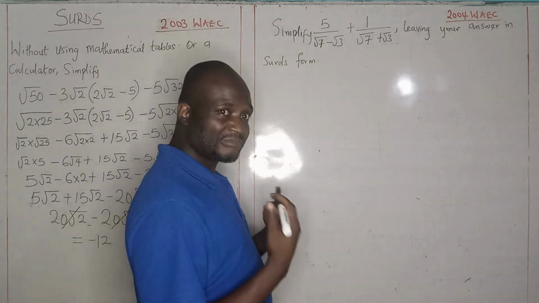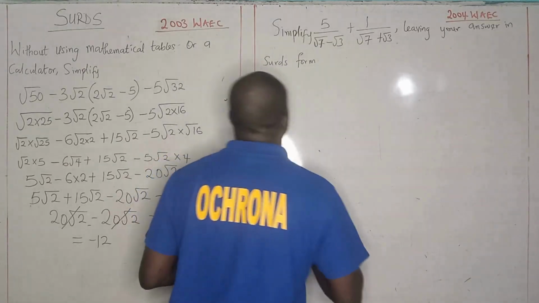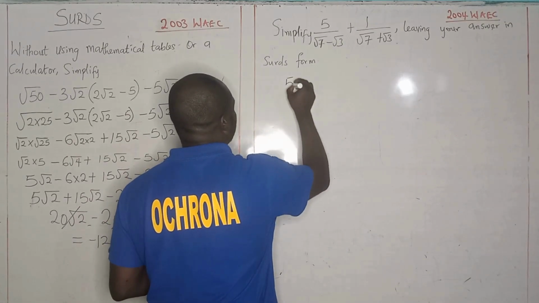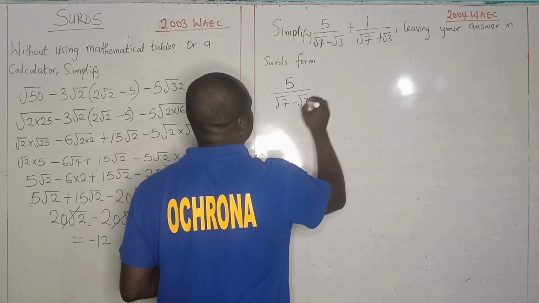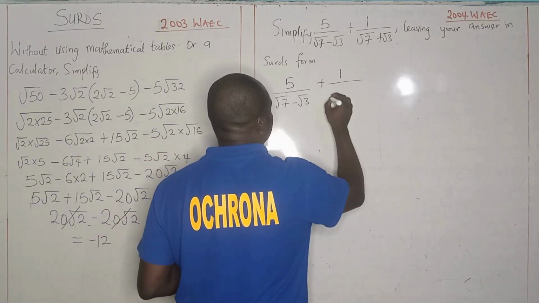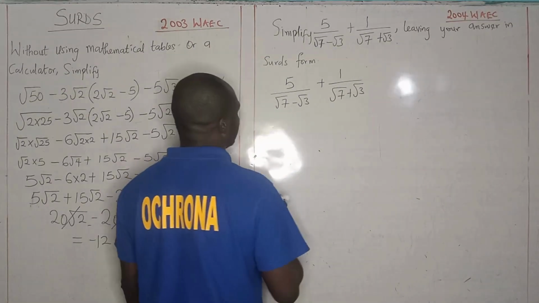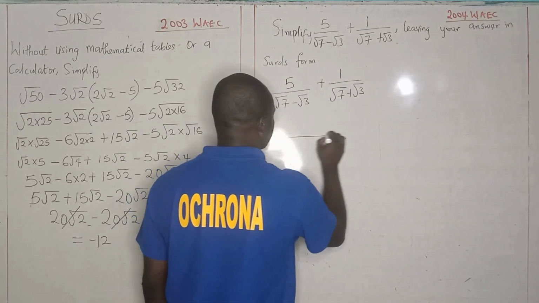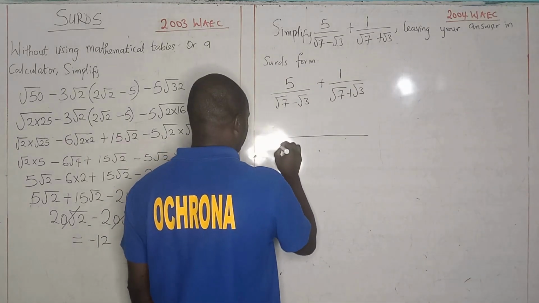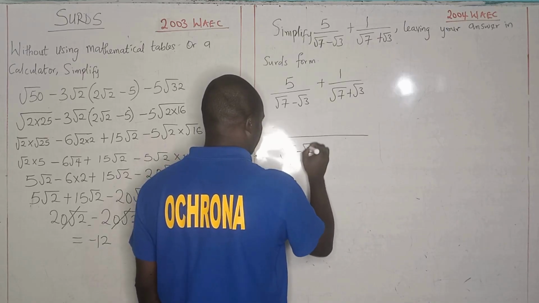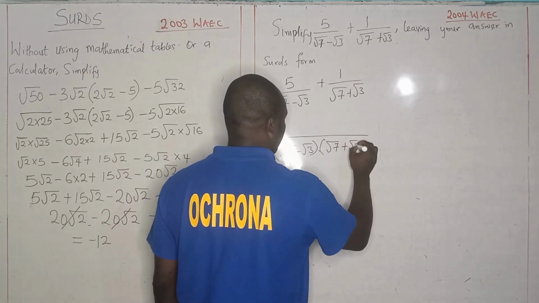It's like normal addition of fractions. So what do we do? Write it the way it is. 5 over root 7 minus root 3 plus 1 over root 7 plus root 3. Find the LCM. Now what will be the LCM? The LCM will be the multiplication of these two. That means root 7 minus root 3 bracket root 7 plus root 3.